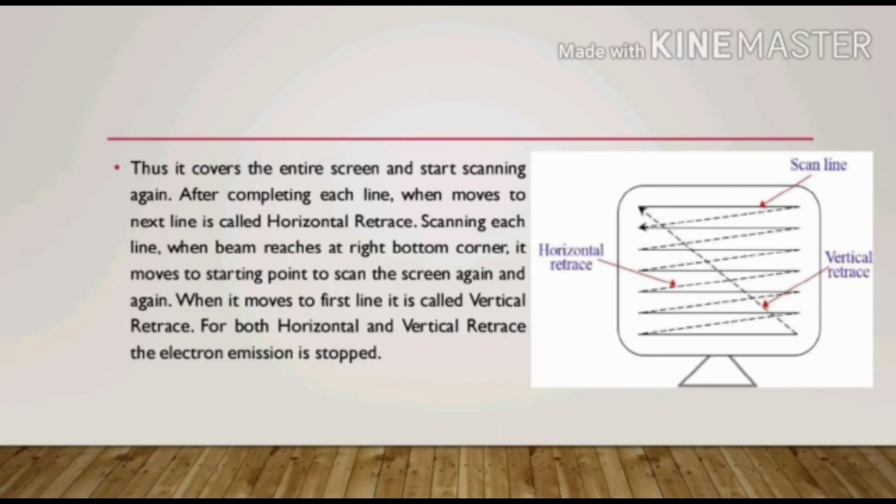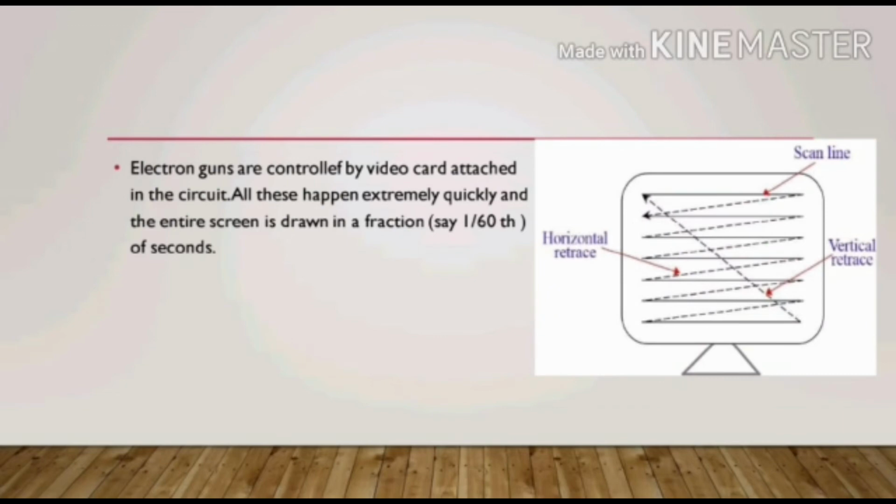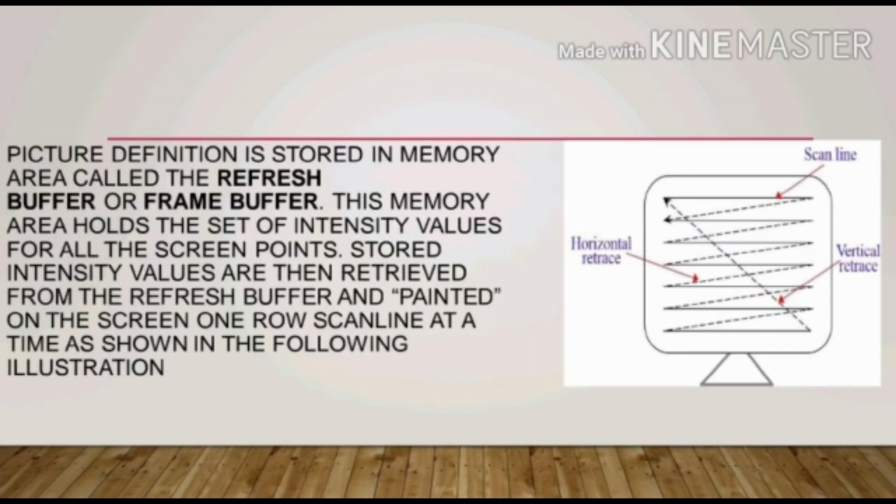In raster scanning, the beam moves horizontally from left to right, which is called horizontal retrace, and then rapidly moves back to the left and sweeps out the next line. Moving from the bottom back to the top is called vertical retrace. For both horizontal and vertical retrace, the electron emission is stopped, which means there is no phosphor glow at this time. The electron guns are controlled by the video card attached in the circuit. All this happens extremely quickly. The entire screen is drawn in a fraction of a second, say 1/60th of a second.